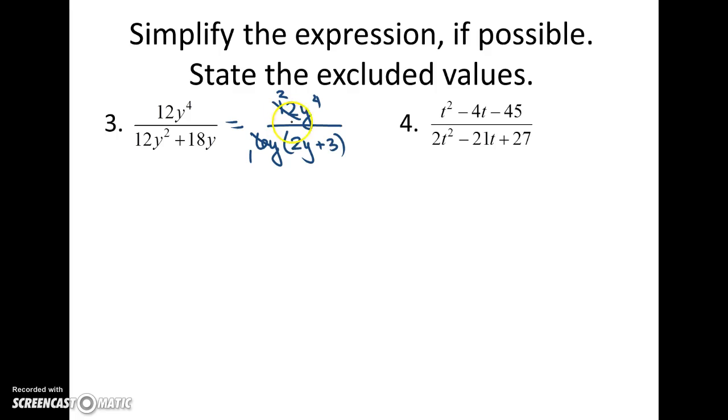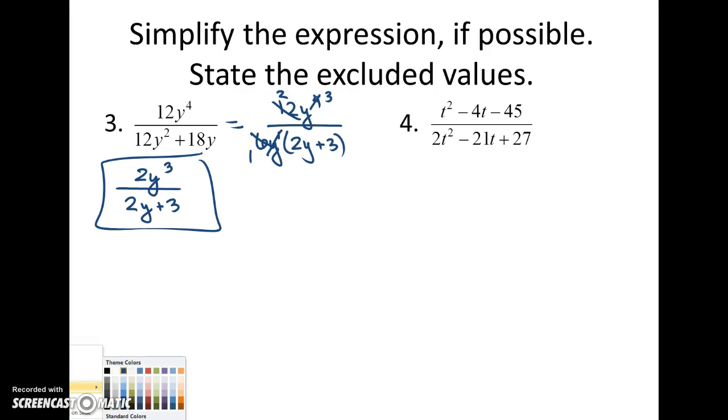I'm also looking at these y's. I have y to the 4th and y to the 1st. So how many can I take away from both of them? Well, I can take 1 away from here and this is gone. And I can take 1 away from here and this is now 3. So on the top, in the numerator, I have 2y to the 3rd over, this was gone and this was gone. I still have a 2y plus 3 at the bottom. So that is simplified. The next thing, state my excluded values. Don't forget to do that.